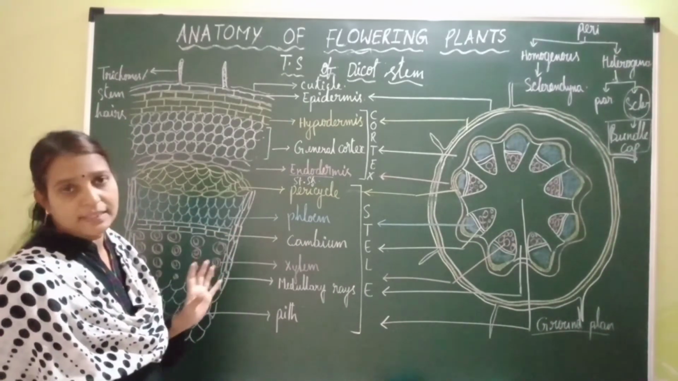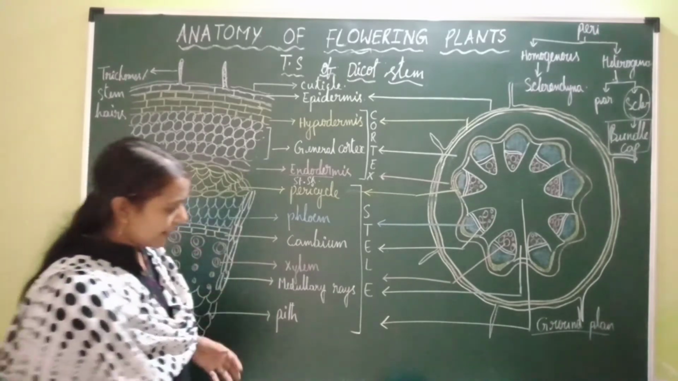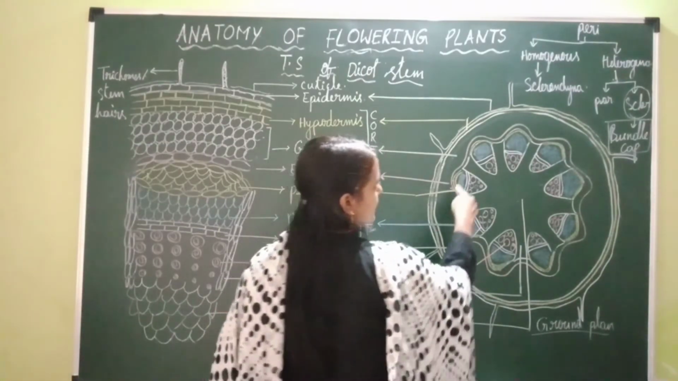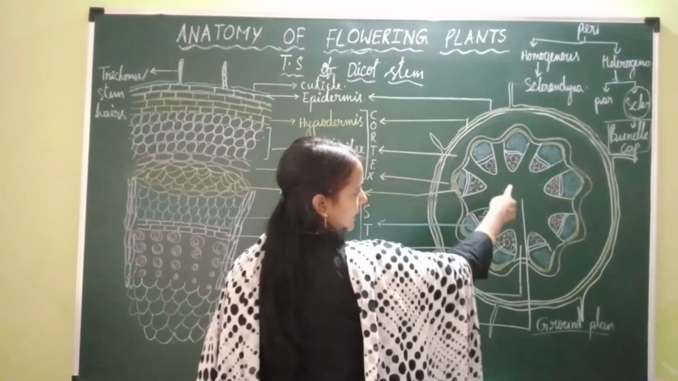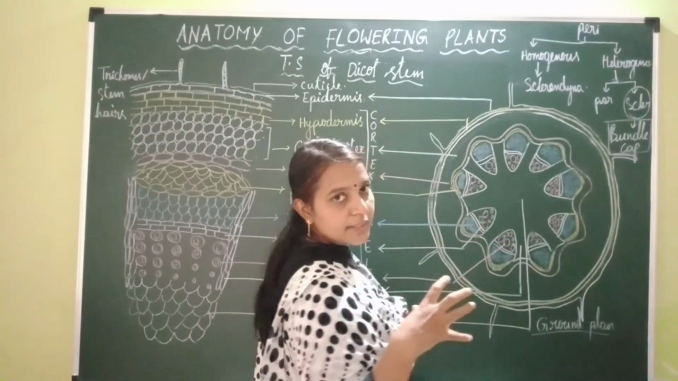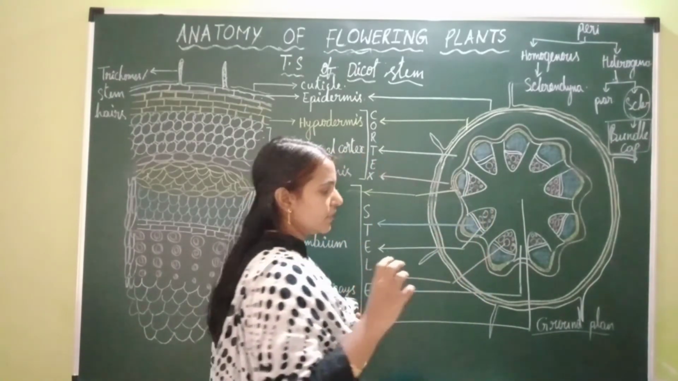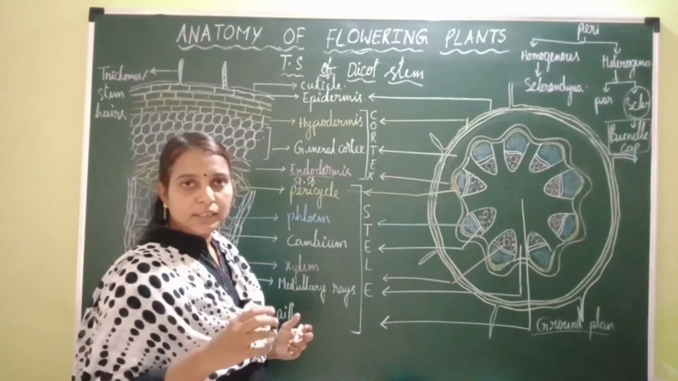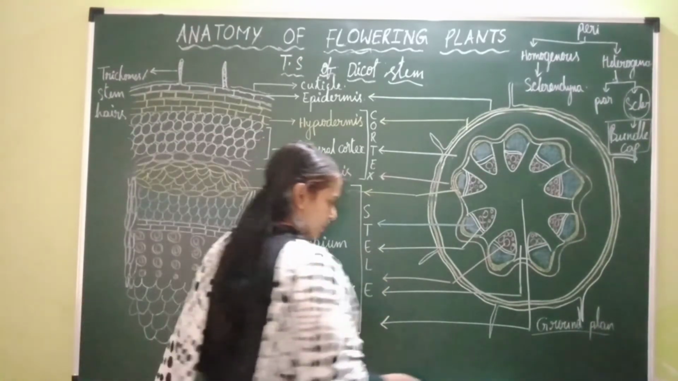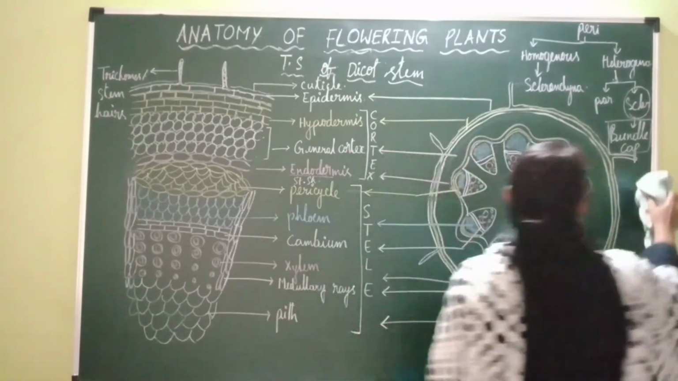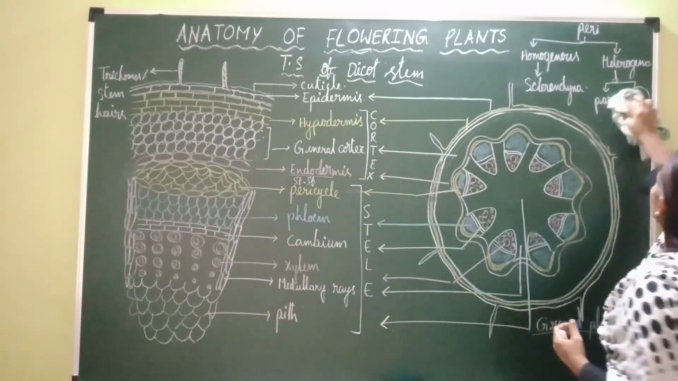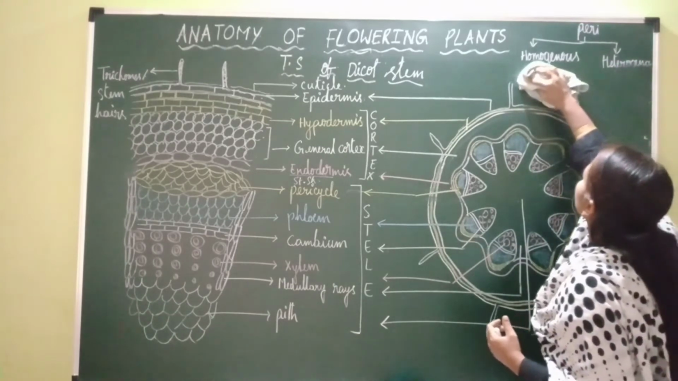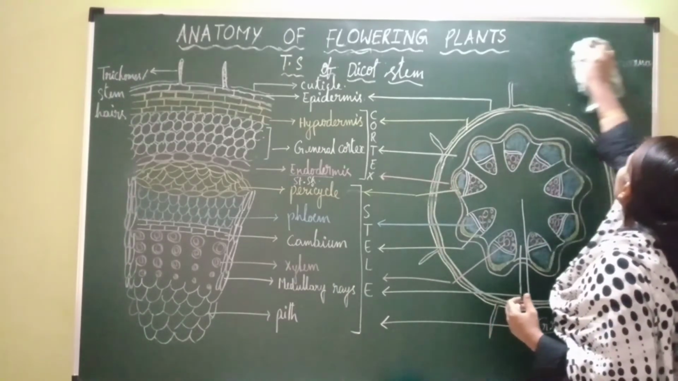Next, coming to vascular bundles. In the dicot stem, these vascular bundles are arranged in the form of a ring. Arrangement of vascular bundles in the form of a ring is the characteristic feature of the dicot stem, and this arrangement is called eustele. So the type of stele present in the dicot stem is eustele.